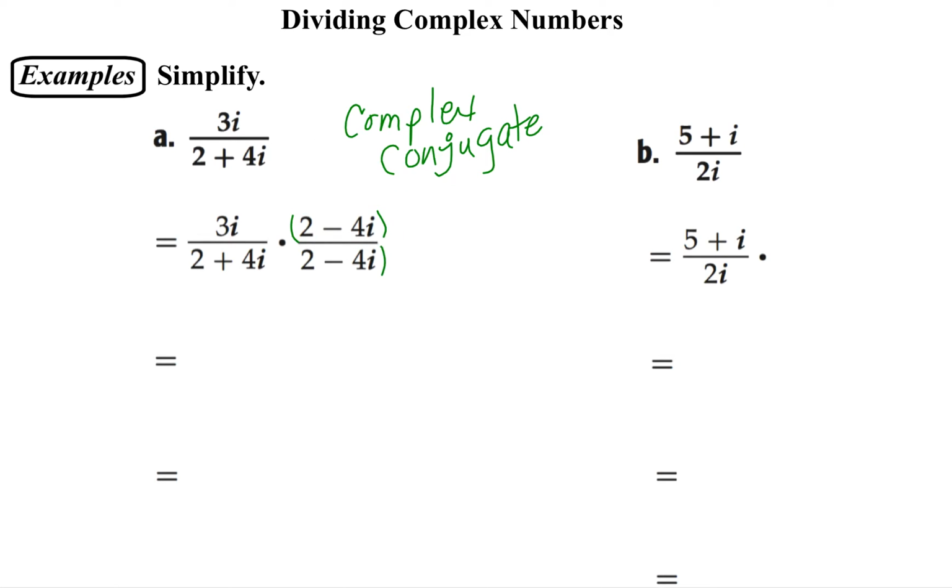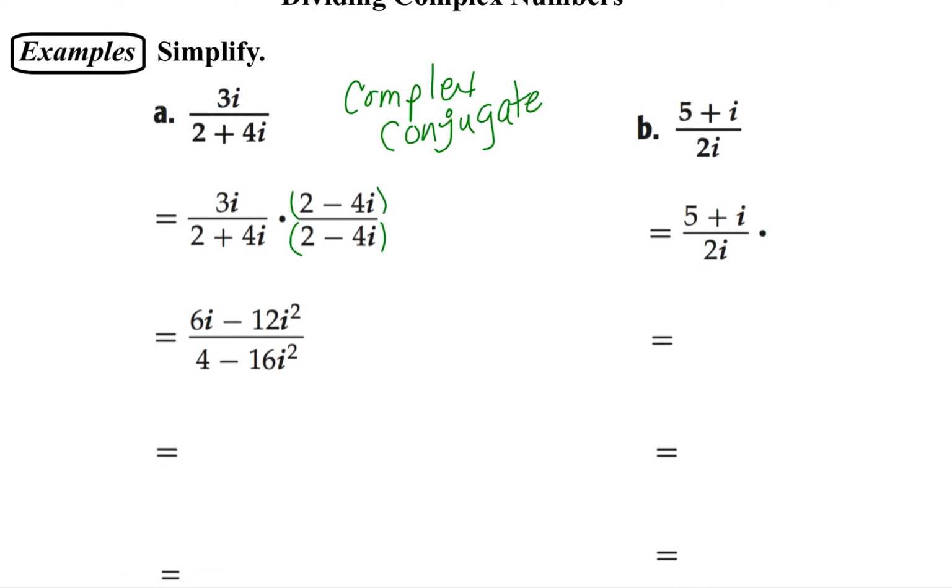Okay, so we want to put parentheses around these. When we multiply the numerator, we're just using the distributive property. In the denominator, we're using FOIL. We end up with 6i minus 12i squared. You should recognize this is going to be a -1 right here, so that's going to change this sign. And the same thing in the denominator. Now you can't cancel between anything here in the numerator and denominator just yet, so hang tight on that.